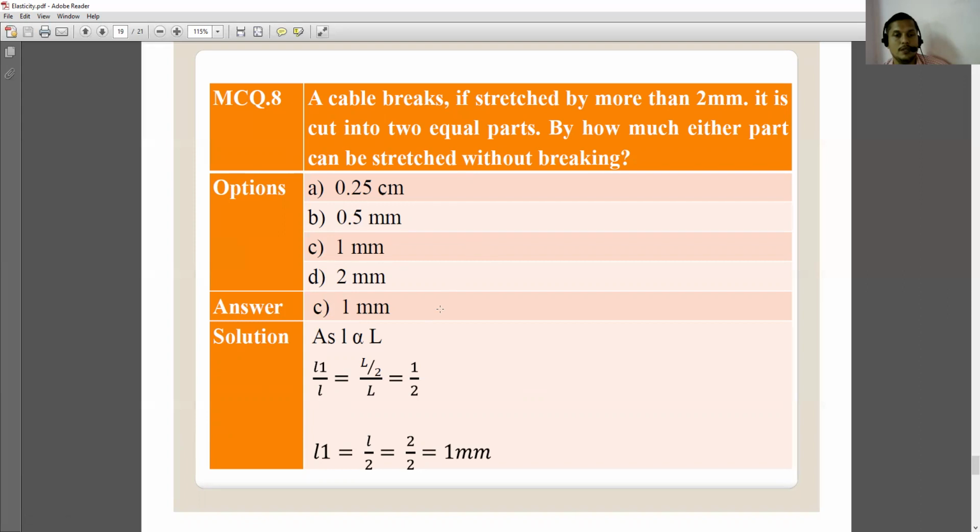So different options are given. So how can we do that? For that we have to know the relation between change in length upon original length.